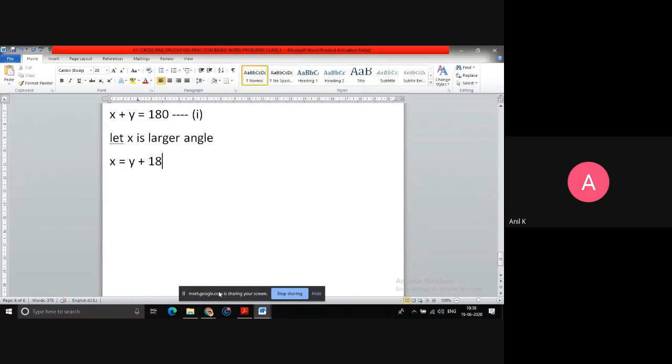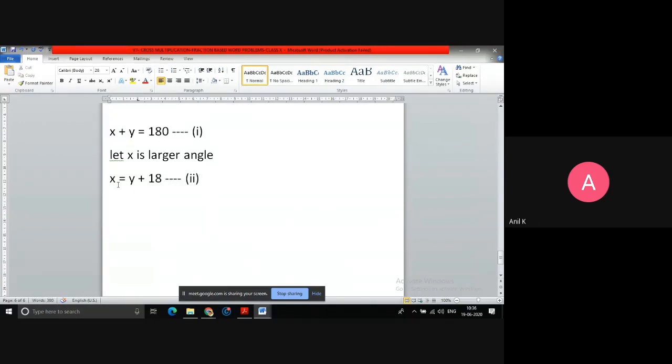Okay, so this is the condition. Your larger angle equals the smaller angle exceeded by 18. Exceeding means more. By adding 18 to the smaller angle, you get the larger angle, which is your equation number 2. So can you solve and tell me what it could be? Try at home. I think you know how to.